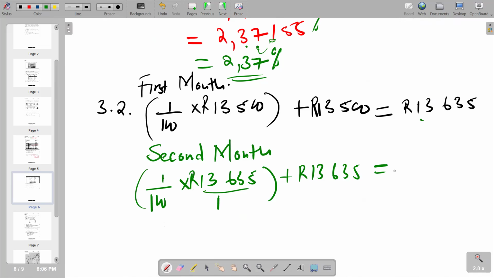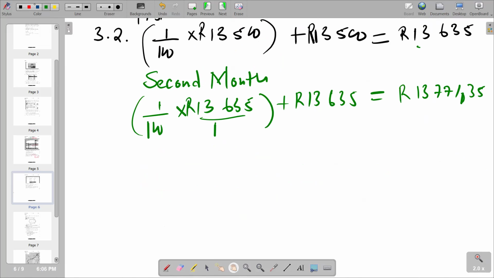In the second month, you're going to get 13,771 rands, 35 cents. That's what we get for the second month, and we are left with the third month.